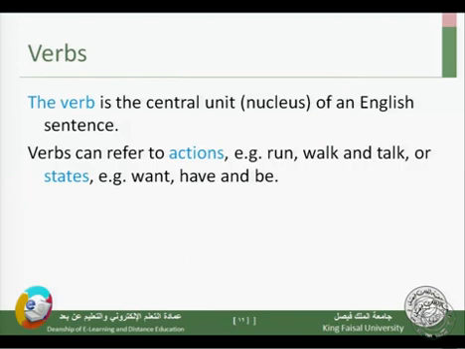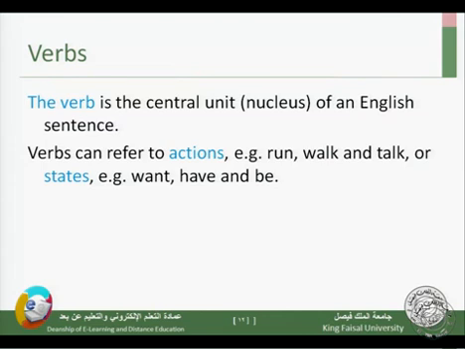Okay, we'll move on to discuss verbs. So the verb is the central unit of an English sentence. It is the nucleus. Nucleus means the basic building block of the sentence. So we build sentences around verbs.